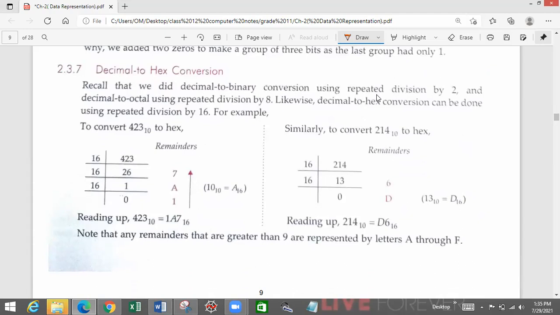Now to understand the same thing, let's see how we do decimal to hexadecimal conversion. For decimal to hexadecimal, we need to divide the number by 16 and write the remainders. If you are dividing 423 by 16, the quotient is 26 and the remainder is 7. Now when you divide 26 by 16, the quotient is 1 and the remainder is 10. Now 10 can be written as A. After that we divide 1 by 16, 0 times and the remainder is 1. So 423 is 1A7 to the base 16.